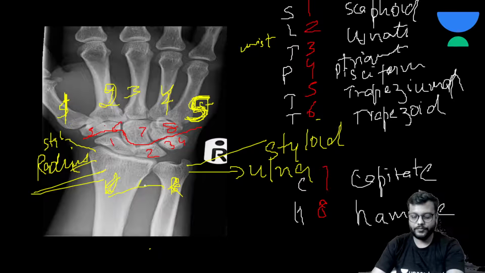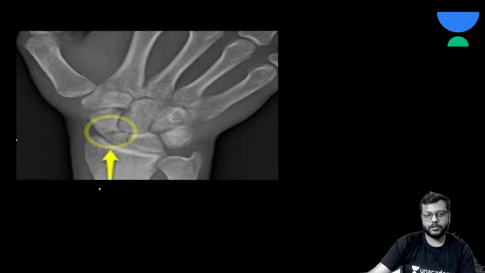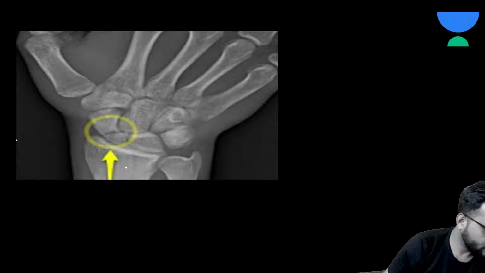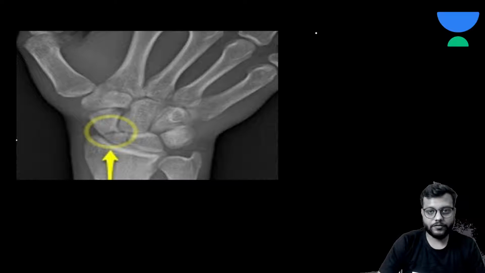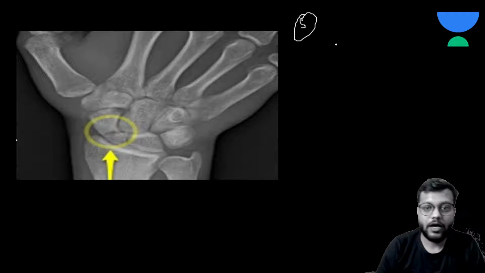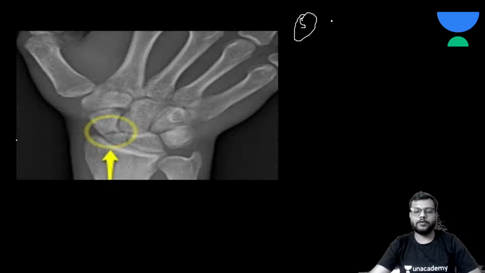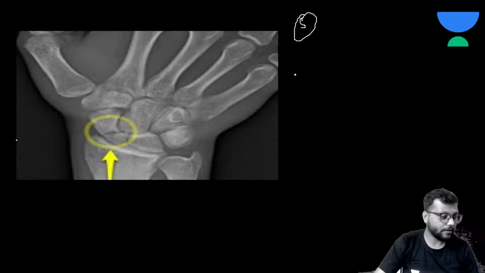Okay, now what is this fracture? Can anybody tell me what is this fracture? I'll give you 5 seconds if you can reply. If anybody knows, they can type on the live chat box, or if they have any query, they can also type it in the live chat box. I'll try to solve them there and here only.